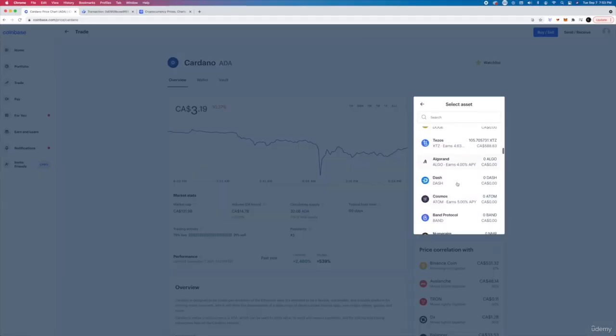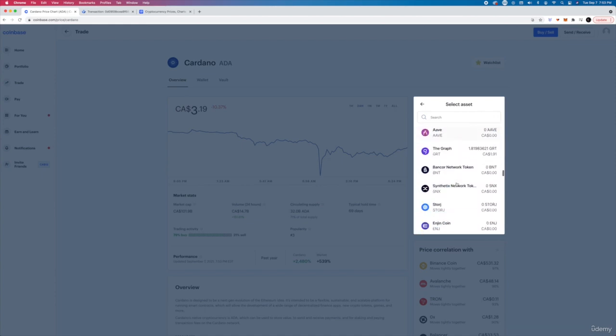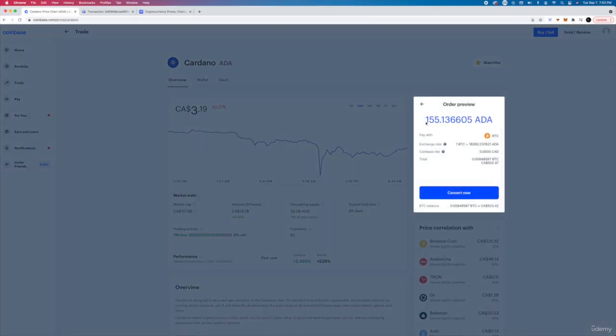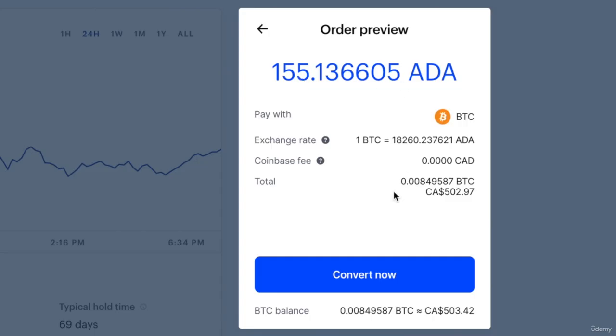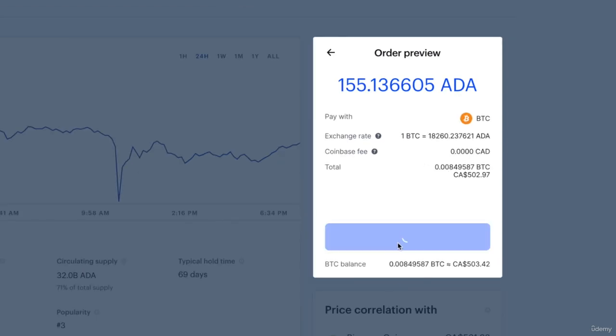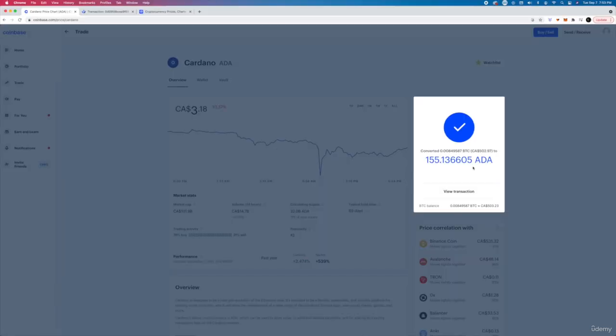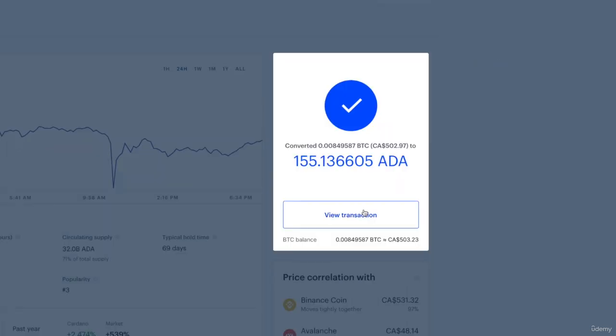So this is one way you could do it. I would say that Binance is most likely a lot cheaper, but this is a way you can do this. So if we hit convert all, we will get 155.13 ADA. And the fee is going to be 0. So the order was submitted. So we've converted Bitcoin to ADA.